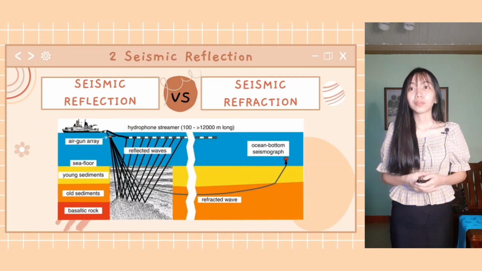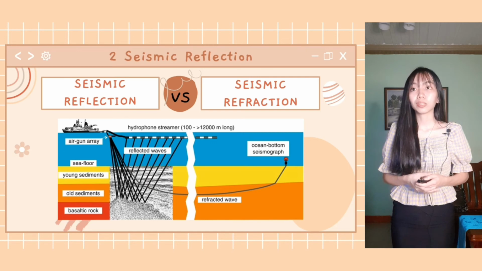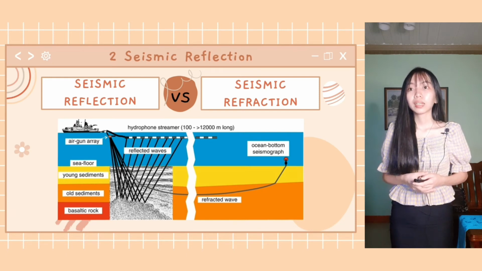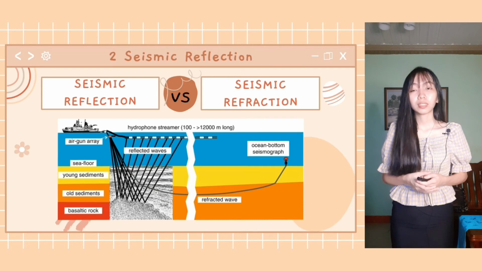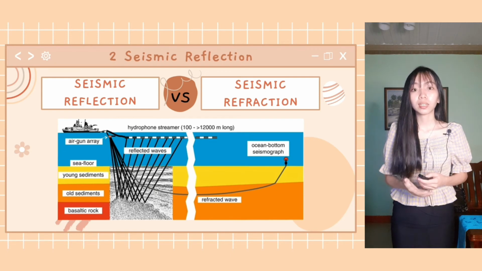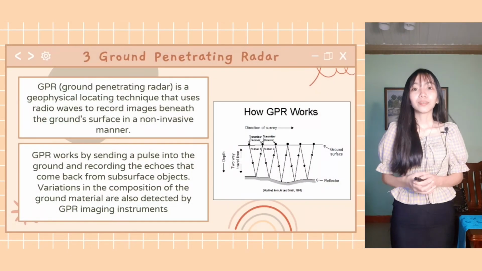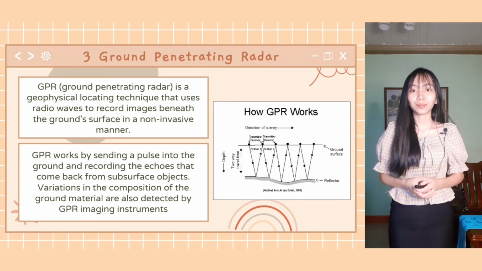Here we have the side-by-side comparison of the seismic reflection and seismic refraction. As you can see on your screens, we could say that the seismic reflection method is applicable for not shallow areas, or that it is used for the exploration or study of deep parts of the earth or in oceans. Lastly, we have the ground penetrating radar method.